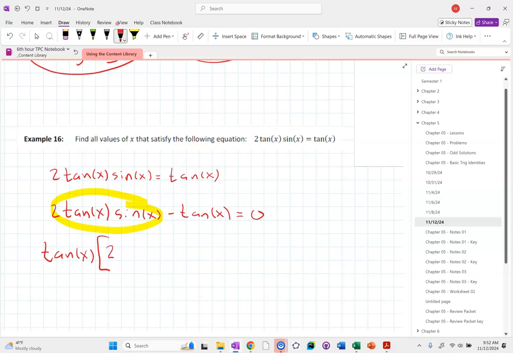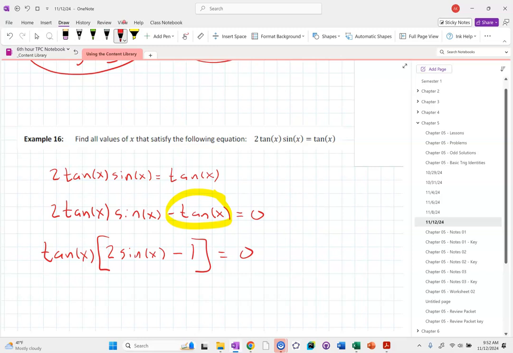Two sine x. Very good. Remember that when we're factoring these out, it's like we're dividing. Jackson, go ahead. Okay. What does this become? 1. Is everybody okay?